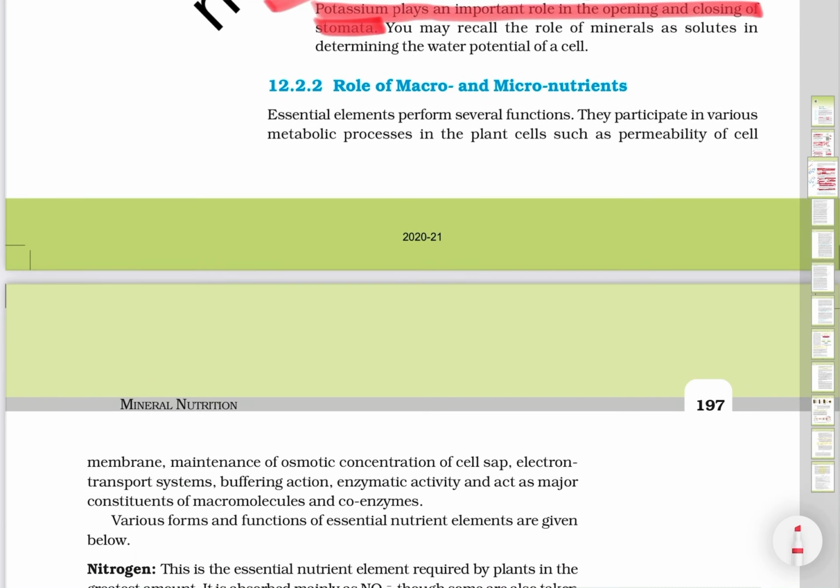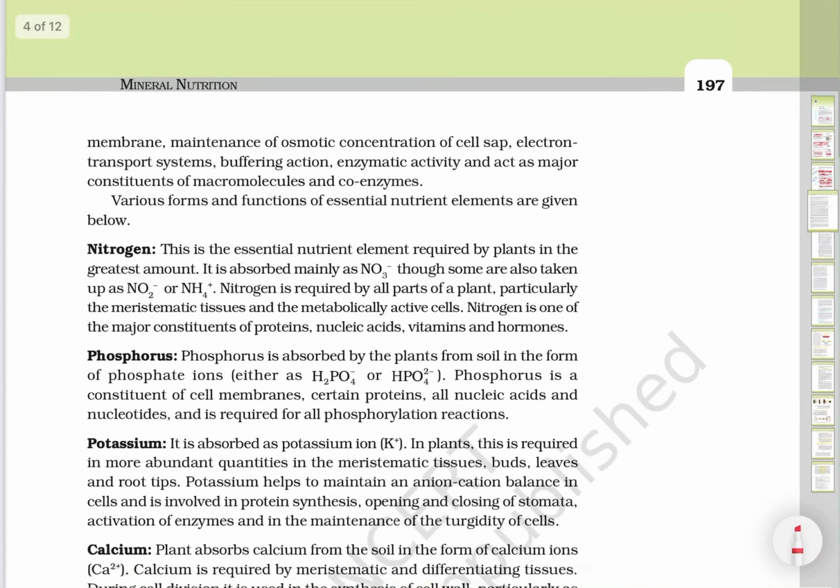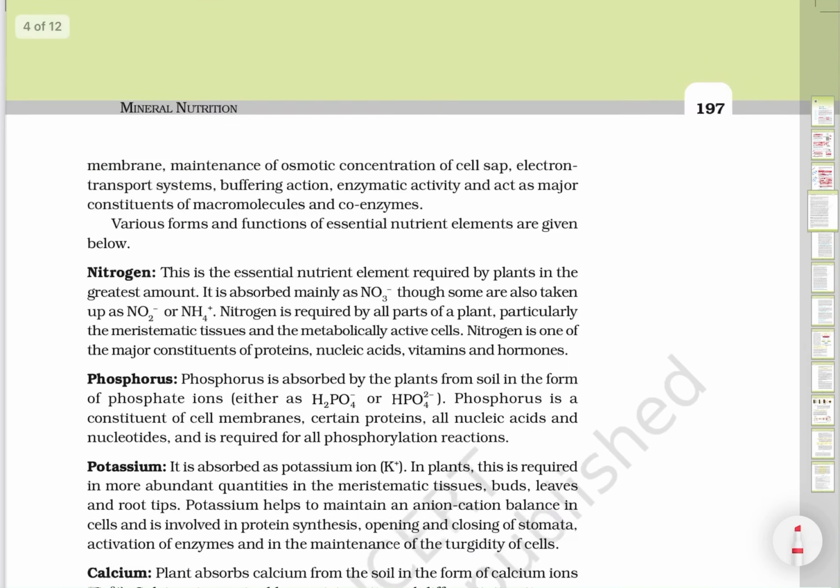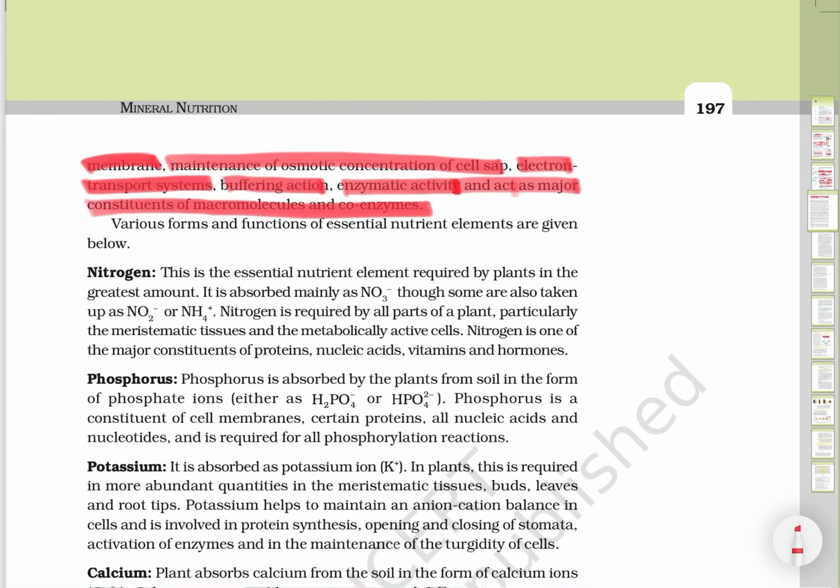Now, coming to the role of macro and micronutrients. Here we can say essential elements perform several functions. They participate in various metabolic processes in the plant cell, such as permeability of the cell membrane, maintenance of osmotic concentration in the cell sap, electron transport system (ETS), buffering action, enzymatic activity, and acting as major constituents of macromolecules and coenzymes. Various forms and functions of essential nutrient elements are given below.